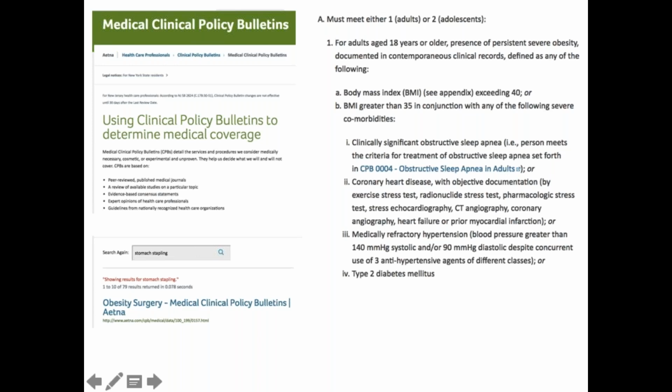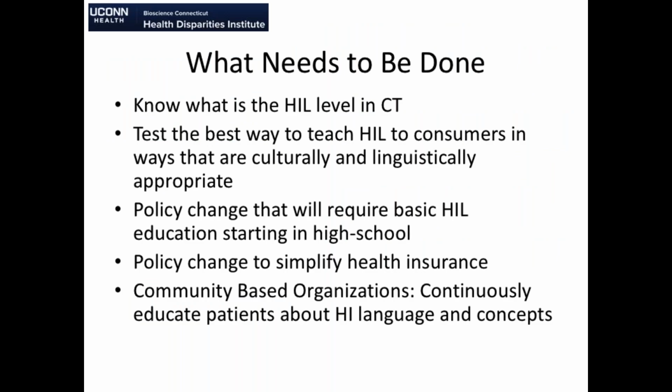You can have that plus sleep apnea, or second there, coronary artery disease, with objective documentation. It goes on and on and on. Exercise, radionuclide stress, pharmacology. Then number 3, medically refractory hypertension. Number 4, type 2 diabetes. Well, if you meet these criteria, you are covered. You can have your bariatric surgery or your weight loss surgery, and because you're older than 18, you're covered. This is what is contained in 100 pages, or these are the resources that you can find if you are health insurance literate. Now we are in the using health insurance, not getting health insurance. So what needs to be done?